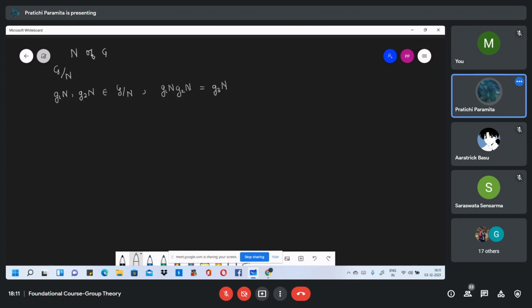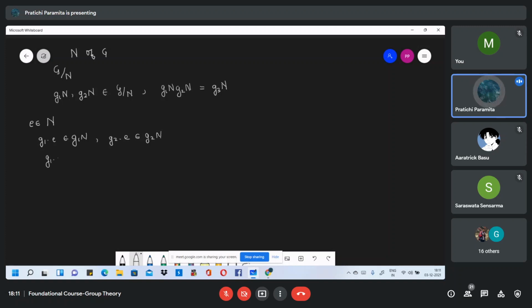I am proving G mod N is a quotient group. So my claim is that if G1N and G2N are in G mod N, then G1N G2N should also be a left coset. That is, it should be of the form G3N for some element G3 in capital G. Now, N is a subgroup of G. That means E, the identity of G, should belong to N. So this simply means that G1E belongs to G1N and G2E belongs to G2N.